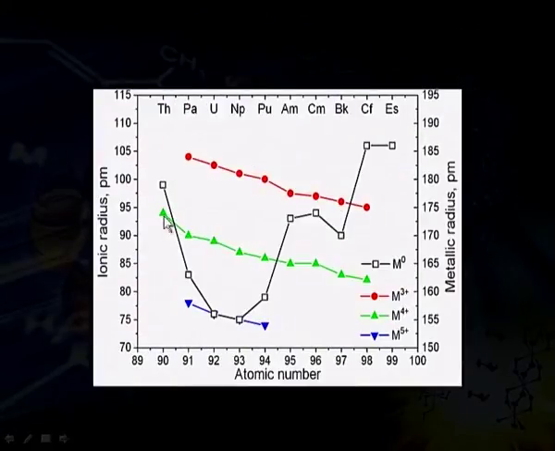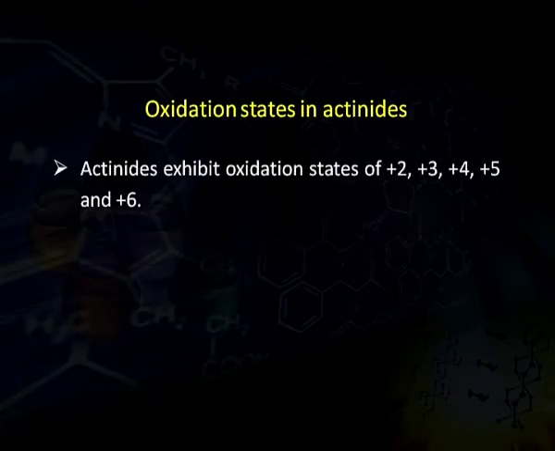It is the +4 state of the actinides which goes on decreasing, and a similar decrease can be observed for the +3 state of the actinides, and this plot represents the metallic radius in picometers. Let us discuss the various oxidation states in the actinides. The actinides exhibit oxidation states of +2, +3, +4, +5 and +6.